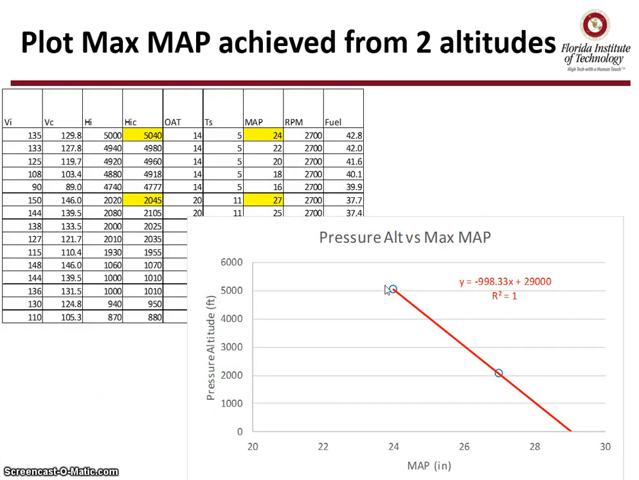Next, we'll want to plot our maximum achievable manifold pressure for the two altitudes we flew. We got level flight data at two altitudes, one around 5,000 feet and one around 2,000 feet. And we start each point, in this case at 5,000 feet, with the maximum achievable manifold pressure. So in this case, it was 24 inches of mercury. Then when we drop down to 2,000 feet, our maximum achievable manifold pressure was 27. So now we have 2 points. We can generate a line that now gives us data for the maximum achievable manifold pressure at any pressure altitude we need.